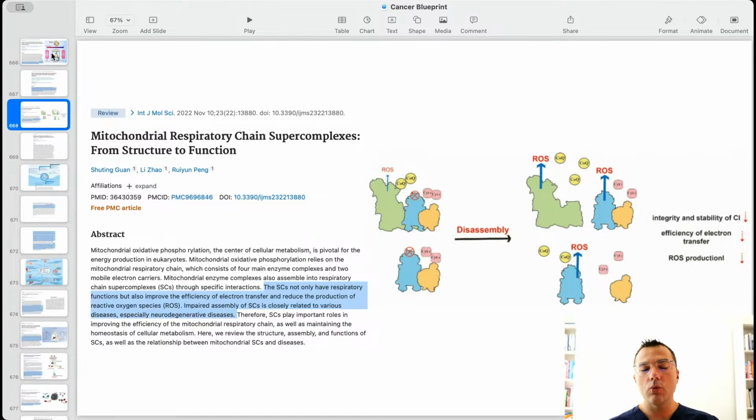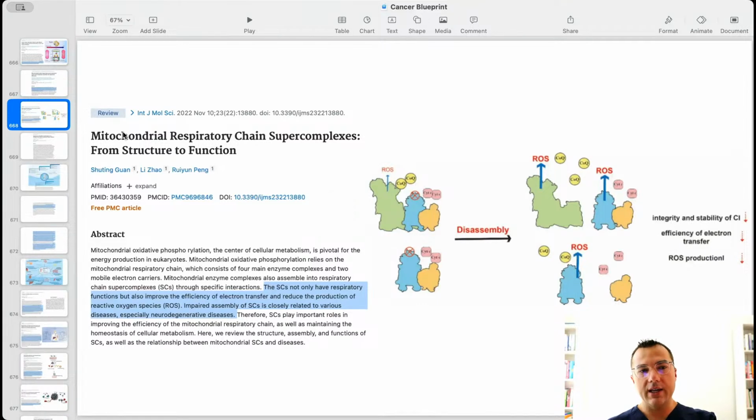I'll back up and say that the supercomplex and respirosome concept is fairly new to biology. We're talking about 10 to 12 years old, and the structure of it wasn't even solved until about 2017, 2018. So it's a very new part of biology, and they're still trying to understand all the facets of how it assembles and what the factors are, and it's very fascinating.